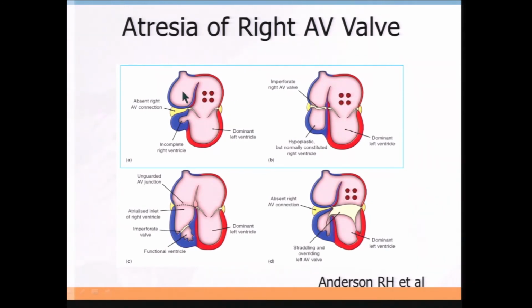There is no connection between the right atrium and the ventricular mass. Instead, fibrofatty tissue is incorporated between. This is the most common type of tricuspid atresia. And actually this figure shows there are two AV connections, but there is imperforate valve tissue, and this is an example of Ebstein malformation.